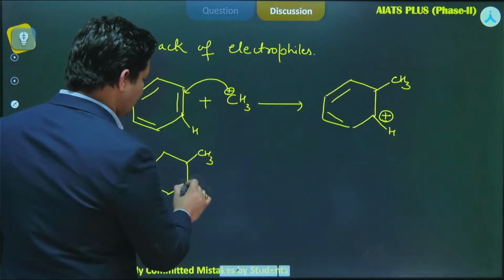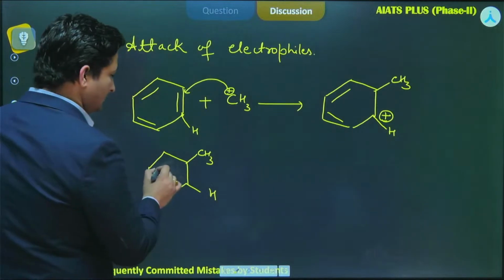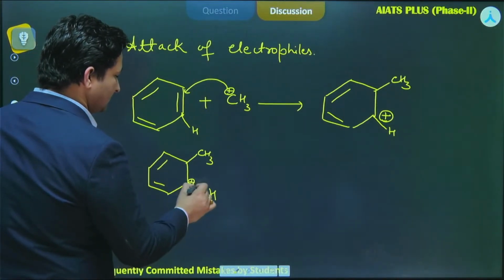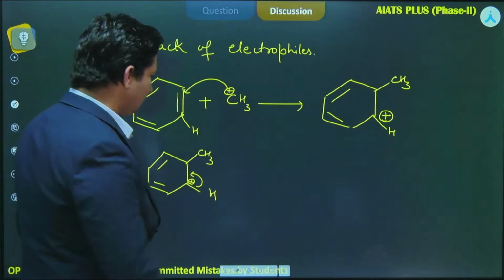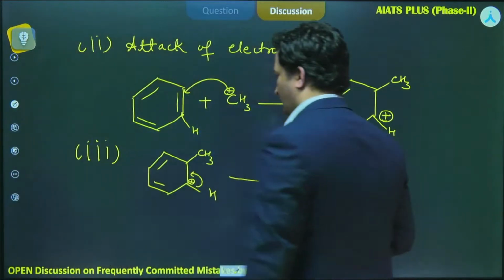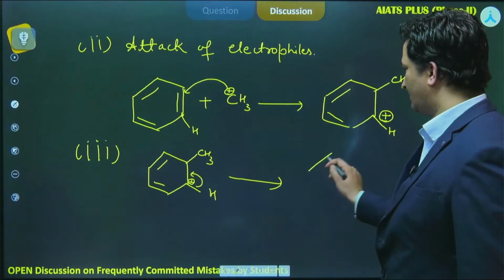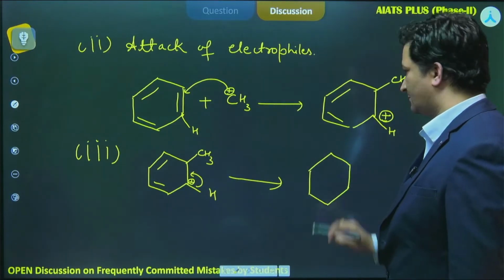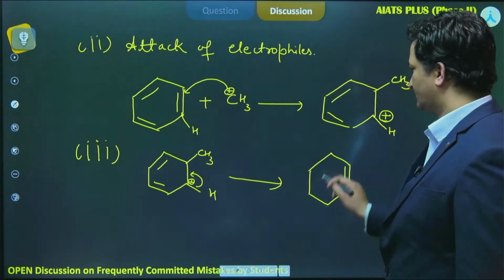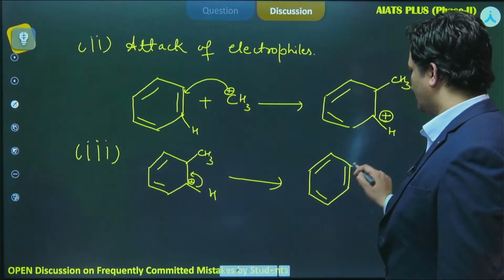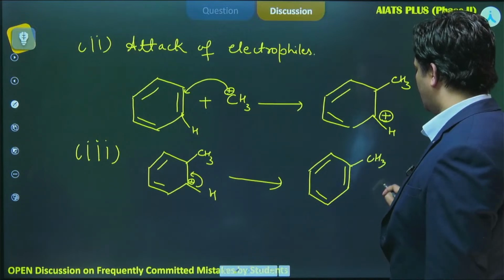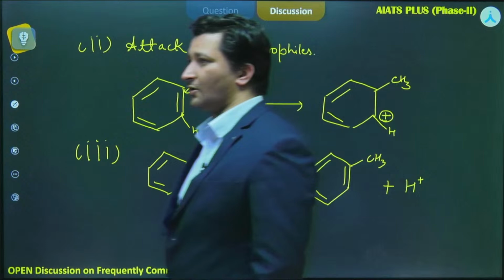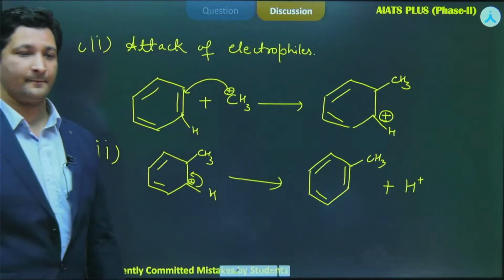Okay, now what will happen, this H plus will again move here. This hydrogen will donate its electron, this bond will break, and this will be the product, and H plus will be removed. So loss of proton also takes place again.